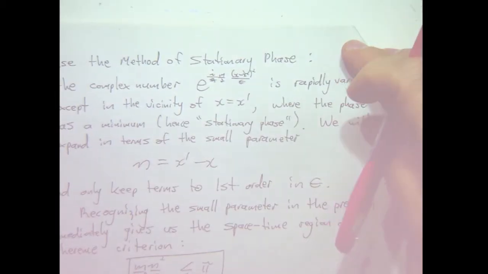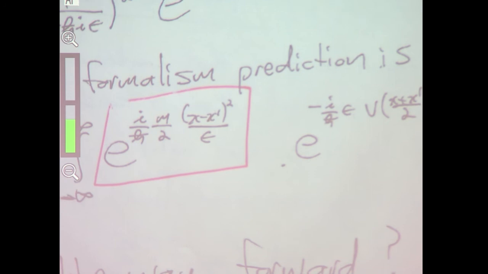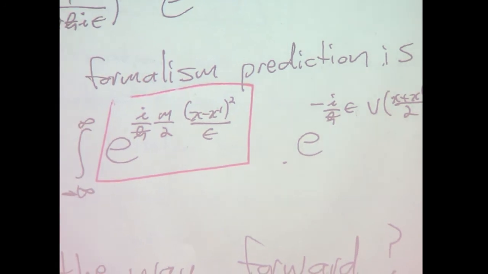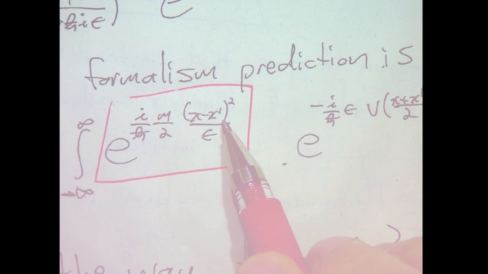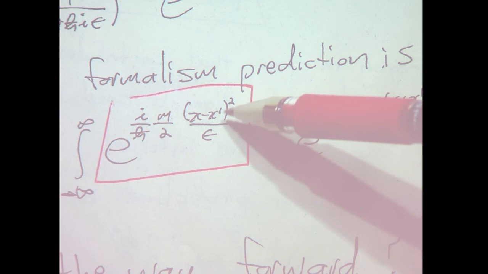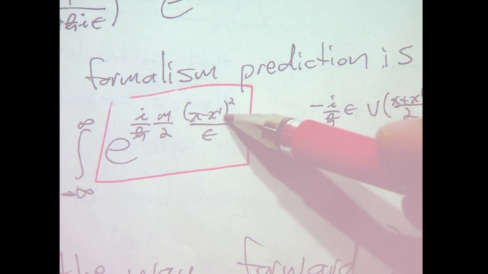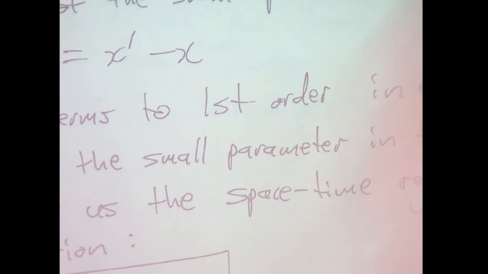So the first thing to do is to change the variables. But we're going to use the method of stationary phase. This thing here is a complex number of unit magnitude that depends on the difference x minus x prime and also the mass. So we're going to rewrite all this in terms of the difference x minus x prime, and expand.